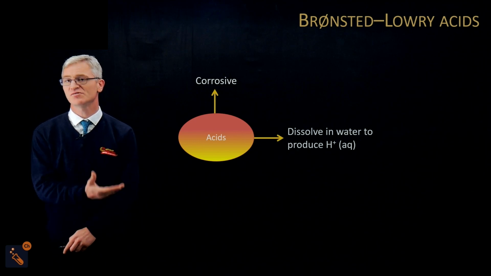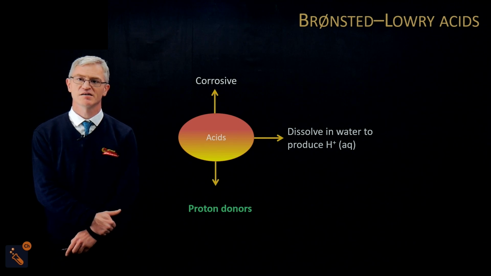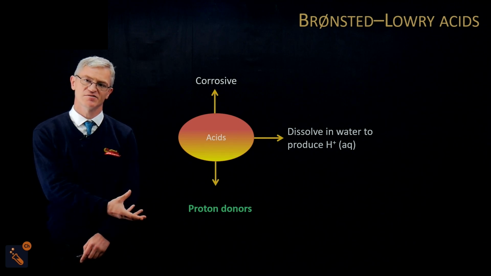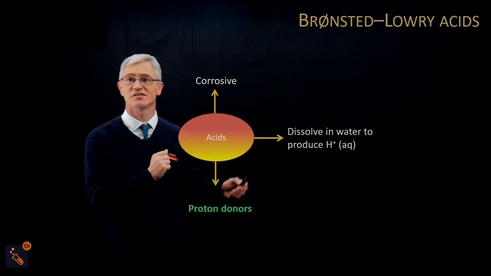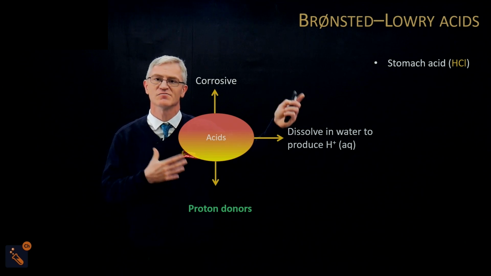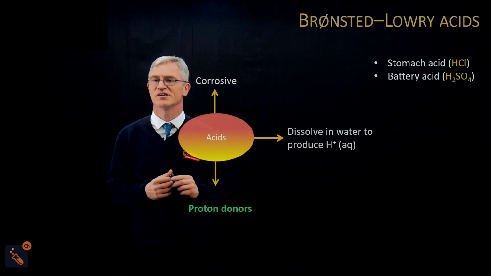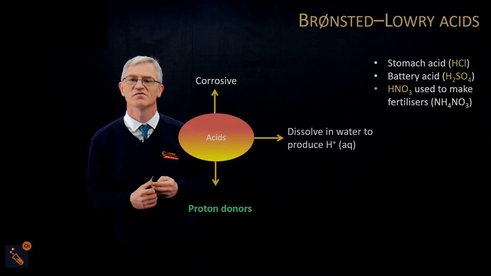And you're used to the definition of dissolving in water to produce H+ ions. Now, the Bronsted-Lowry definition is proton donor, and that's going to be the slightly new part here. The acids that we talk about, generally, it's good for you to know them as stomach acid, HCl, that's a context for where you would find it, and battery acid, sulfuric acid, and then HNO3 can be used to make fertilizers.